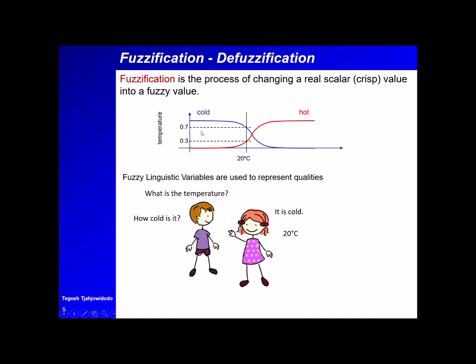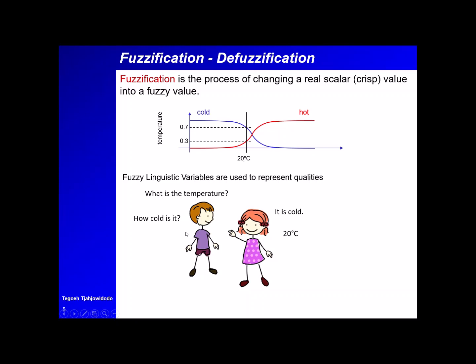So for instance, if I have a cold temperature, then in fuzzy language, I will say it is 100% cold and 0% hot. If I have a very hot temperature, boiling water temperature, let's say, then in fuzzy language the temperature is 100% hot and 0% cold, based on these two functions, the cold function and the hot function. Same thing also if I want to present 20 degrees Celsius in fuzzy language.